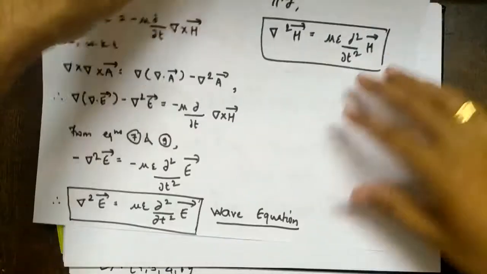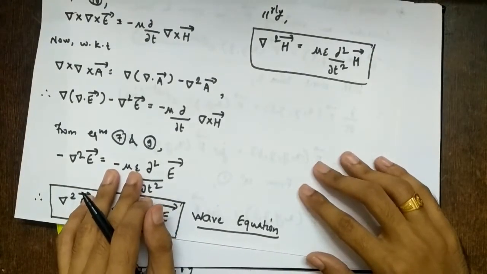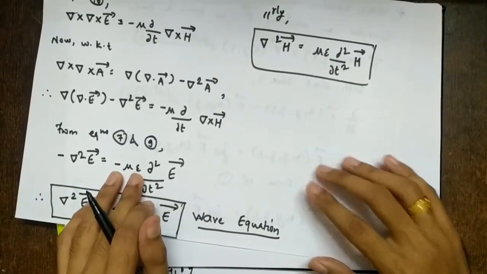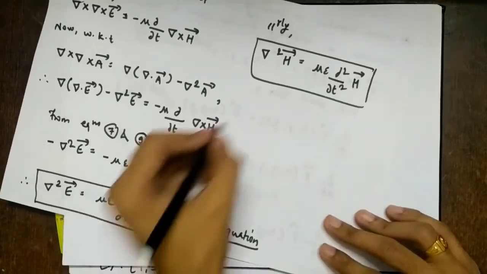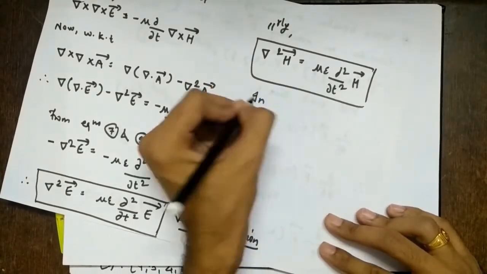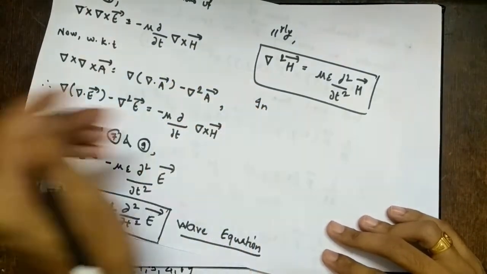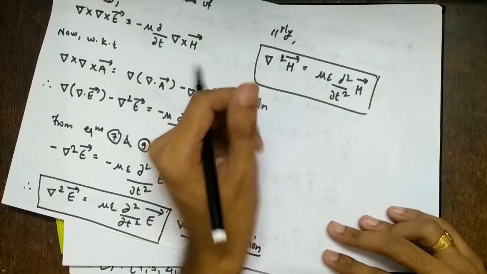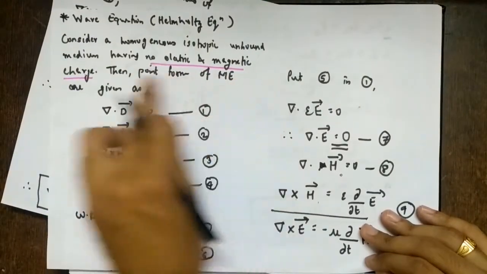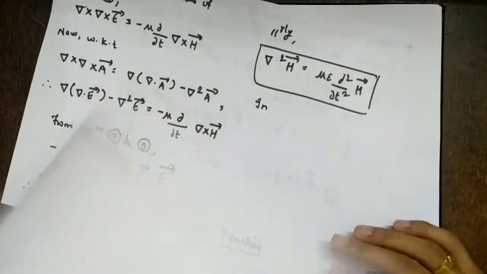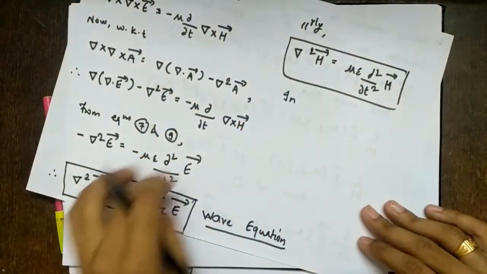So what was our wave equation? As I said, usually they ask to derive the wave equation in terms of harmonic fields, or they might ask to derive the Helmholtz equation in terms of harmonic fields. So you will derive in the same way. Consider a homogeneous isotropic unbound medium having no electric and magnetic charge. Then the point form of Maxwell's equations are given, and the same way you prove that this is the wave equation.